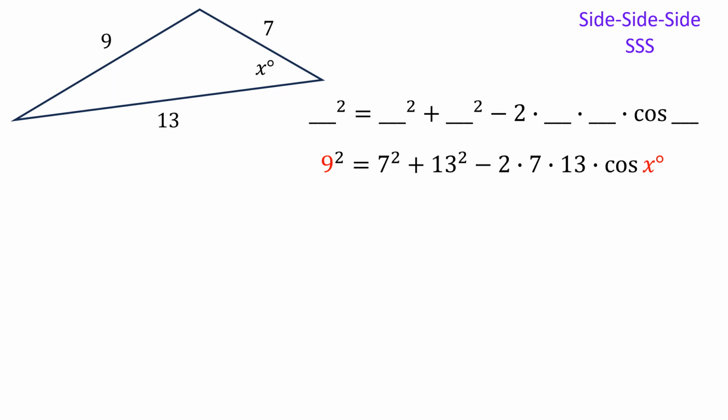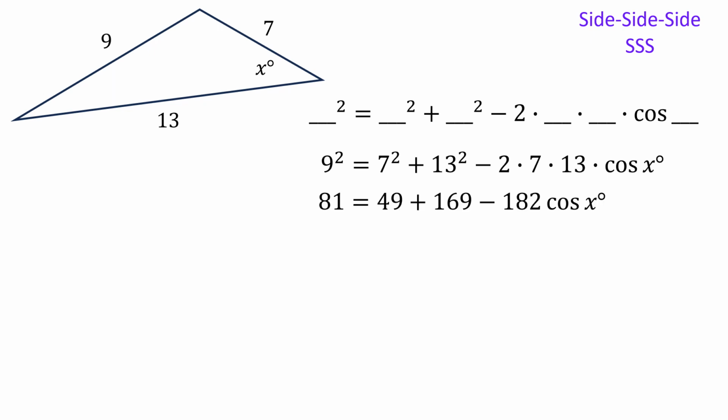And notice that the 9 and the x oppose each other. You must always start with the side that opposes the angle you're looking for. So, since we're looking for x in this case, we have to start the equation with the 9 squared. At this point, we're going to use algebra to solve for x.